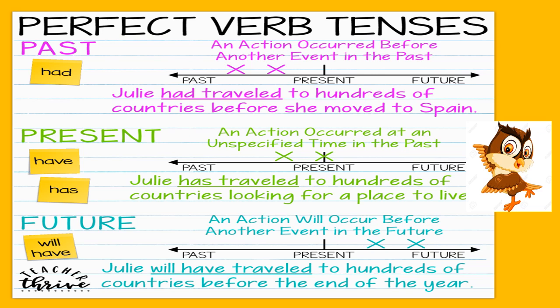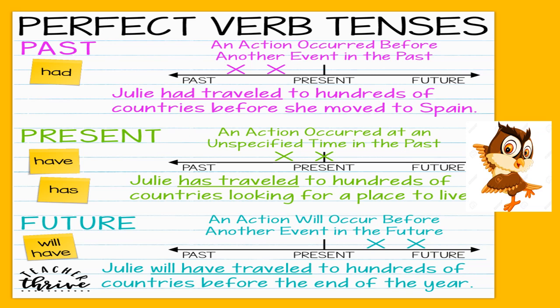In past tense, the past perfect verb tense is an action that occurred before another event in the past. Children, point to be noted, in the past perfect verb tense, there are two actions that take place. Okay, there are two actions that take place in the past. For example, Julie had traveled to hundreds of countries before she moved to Spain. So the two actions are had traveled and moved.